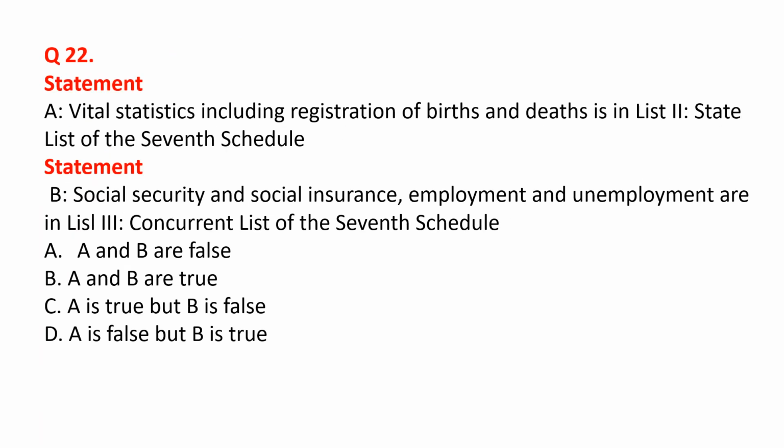In this question, statements are given. You have to select whether the statement is correct or not. Vital statistics, including registration of births and deaths, is in the state list of the 7th schedule. This is not correct because this is mentioned in list 3, concurrent list of the 7th schedule. Social security and social insurance, employment and unemployment are in list 3, concurrent list of the 7th schedule. This is correct. So option D is the correct option. A is false but B is true.